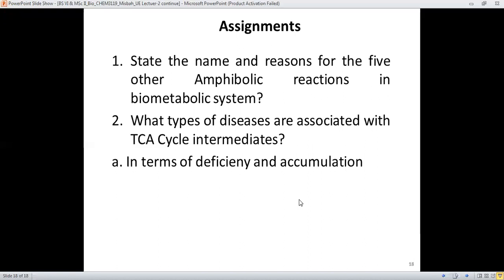And secondly, you have to brief what type of diseases are associated with the TCA cycle intermediates. It means that there are many intermediates in the TCA cycle, and you have to brief what type of diseases are associated with the deficiency or accumulation of these intermediates. If there is deficiency of these intermediates, then which type of disease is onset, and if there is accumulation, then a person can be a victim of a certain disease.